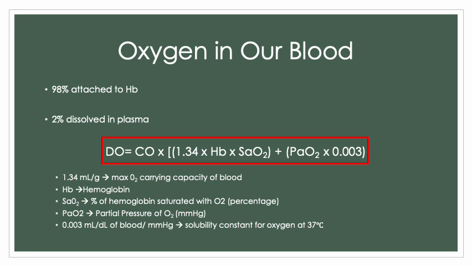So 1.34 milliliters per gram is the maximum amount of oxygen carrying capacity of the blood, times the patient's hemoglobin, times the percentage of hemoglobin saturated with oxygen, and this is represented as a percentage, plus the amount of oxygen dissolved in the plasma, which you're going to look at the PaO2, or the partial pressure of oxygen, times the standard, which is a solubility constant for oxygen at 37 degrees Celsius, which is 0.003.